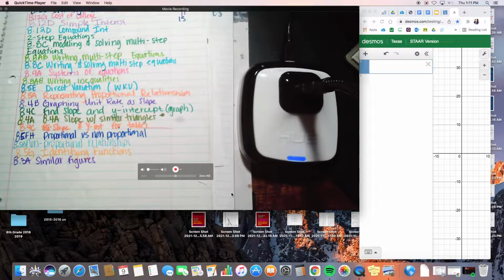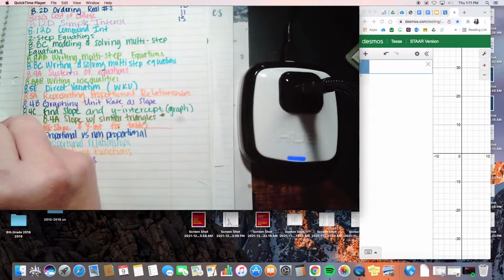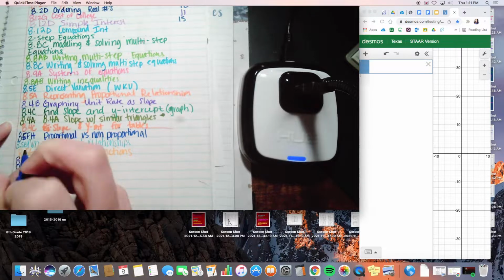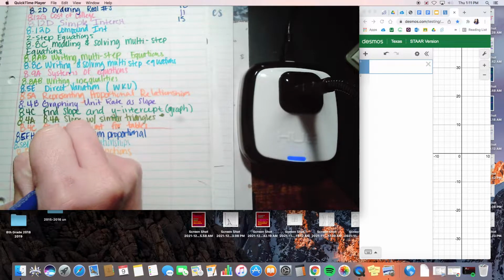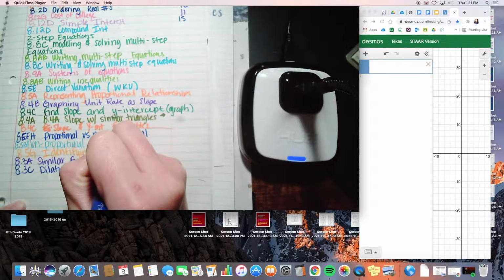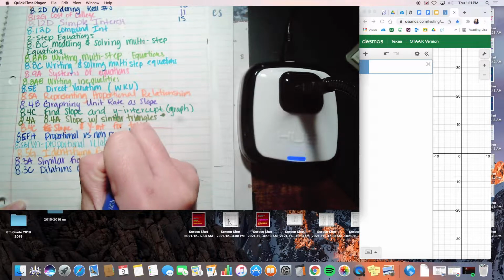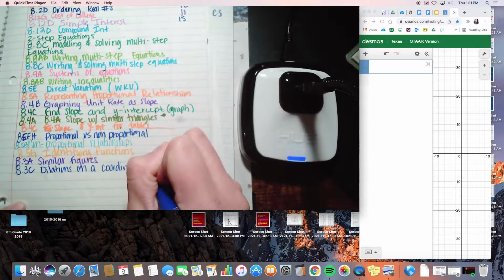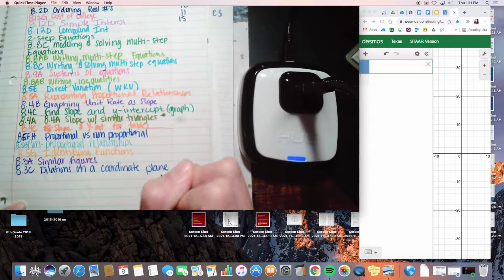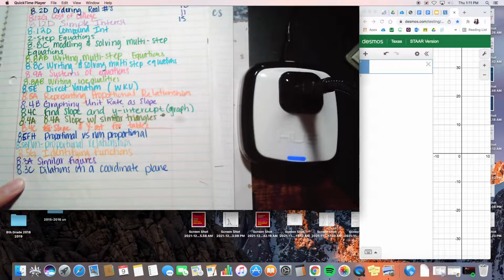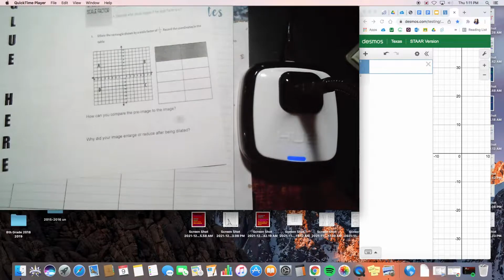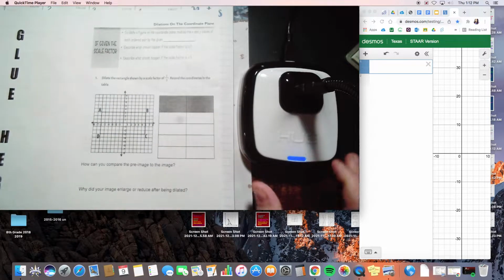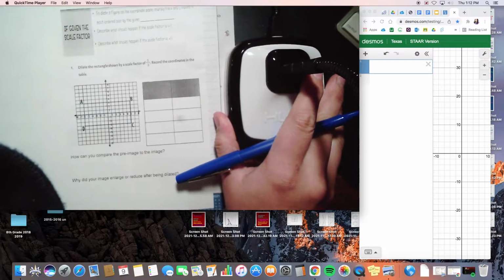In your table of contents, I want you to go ahead and write 8.3c, dilations on a coordinate plane. And all this means is we're going to be working on graphs. So you should have this notes page. You can get it from the Friday drawer if you don't have it. We're going to go ahead and start filling in some notes.